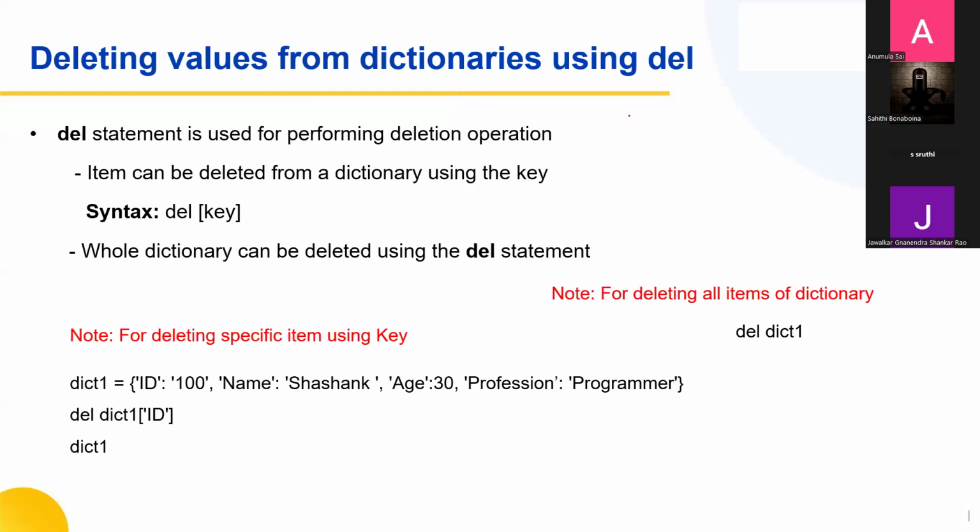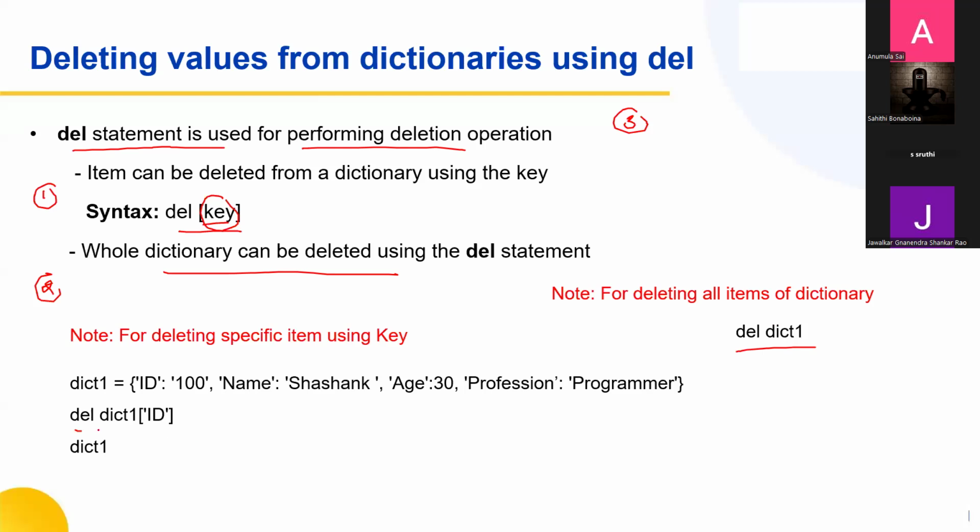The third case: because a dictionary is mutable, we can delete values. The del statement is used for performing the deletion operation. Now, if I want to delete any item, what do I have to do? I need to pass the key as an argument. Okay. If you want to delete any element, you have to pass the key as an argument. This is case number 1. The second case is you can also delete the entire dictionary by using this keyword. Is it okay for all of you?